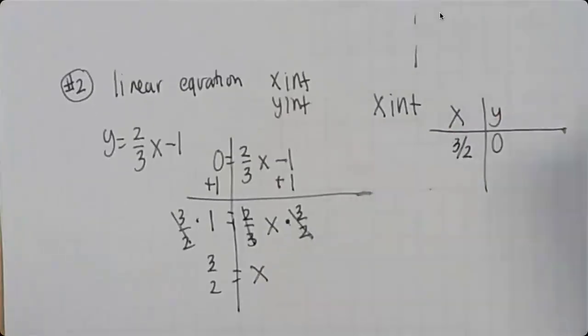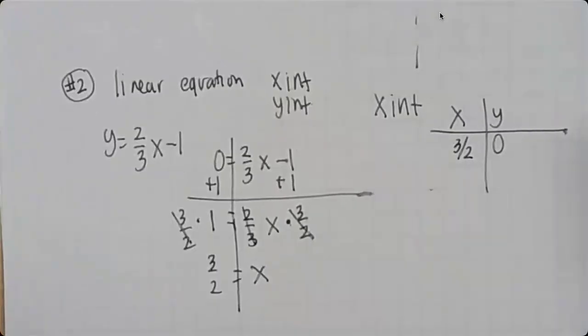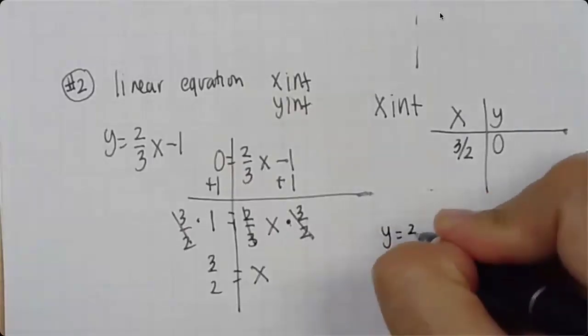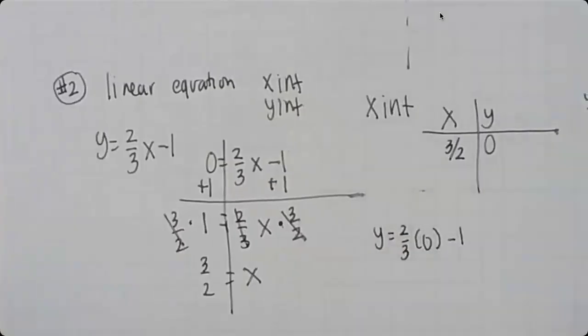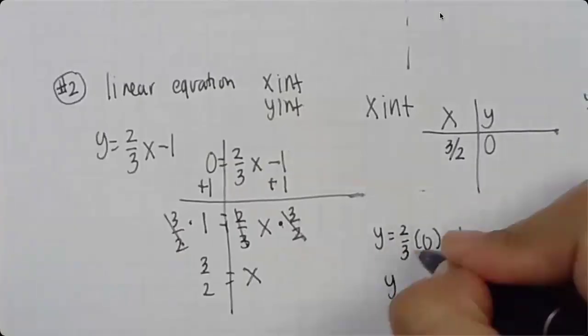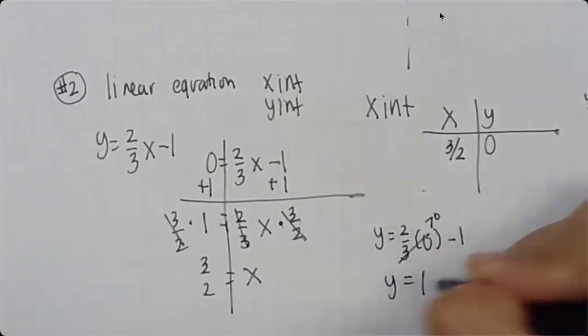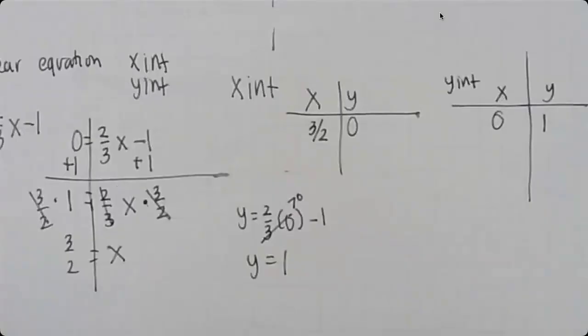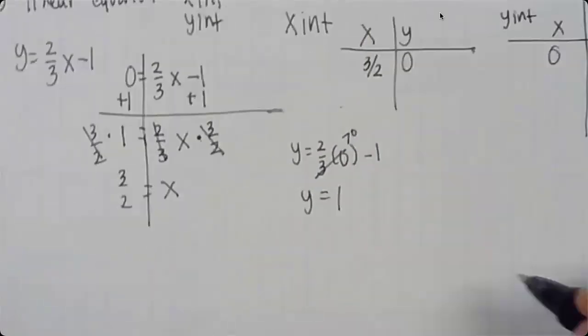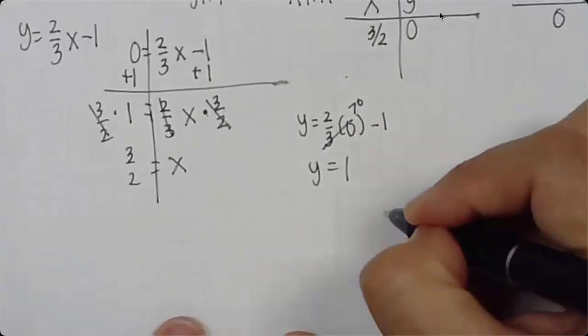And now if I'm looking for my y-intercept, I make x equal to 0. When I do that, I get y equals 2/3 times 0 minus 1. This turns to 0. So y is equal to 1. Now I can actually just graph it on a graph. I'm going to draw it down here.